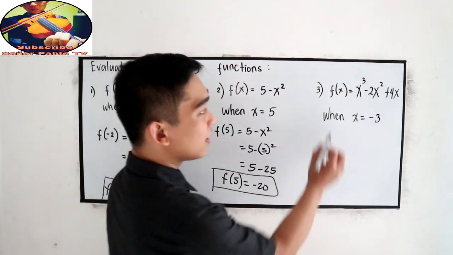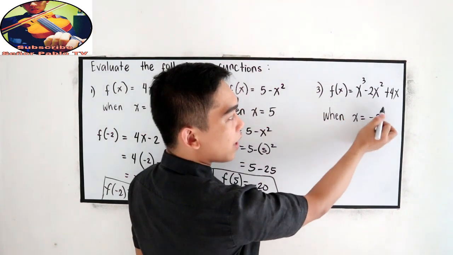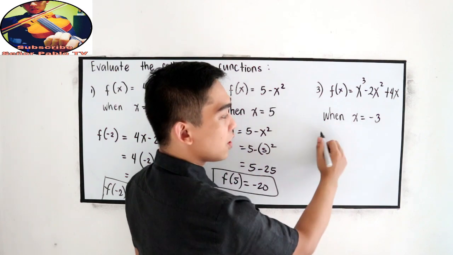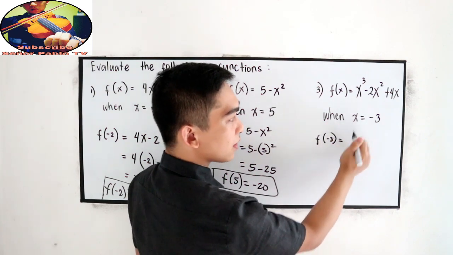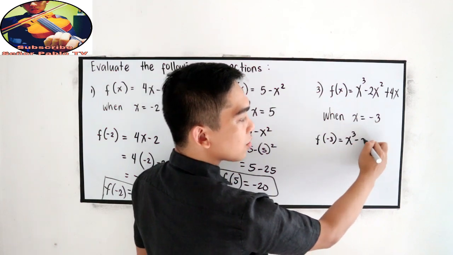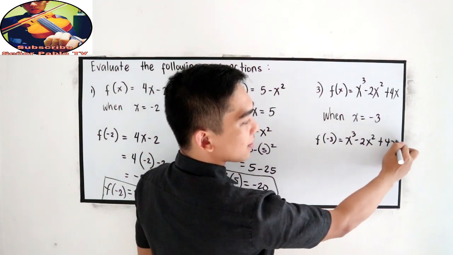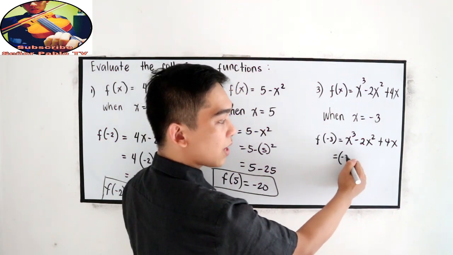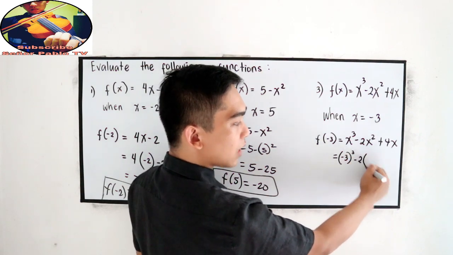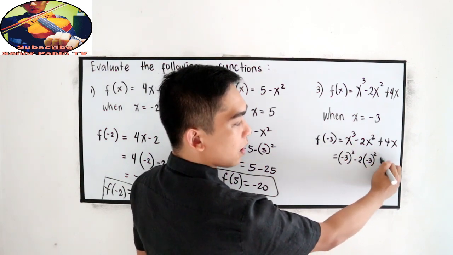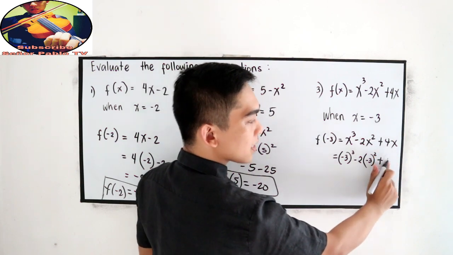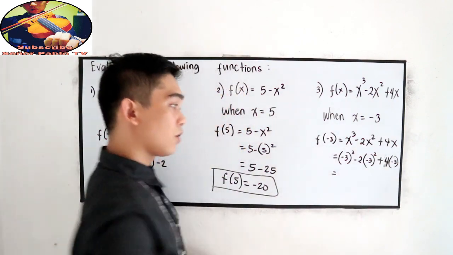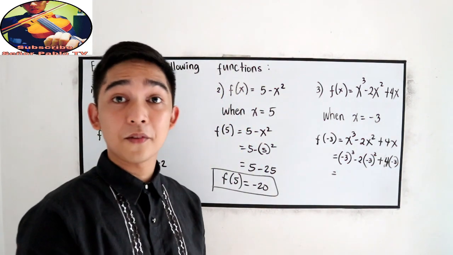Next, f of x is equal to x cubed minus 2x squared plus 4x when x is equal to negative 3. So f of negative 3, copy x cubed minus 2x squared plus 4x. Now substitute the value of x. In this case, negative 3. So negative 3 cubed minus 2 times negative 3 squared plus 4 times negative 3. So PEMDAS, exponent first.